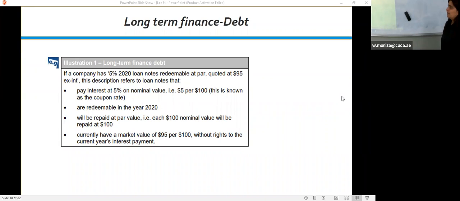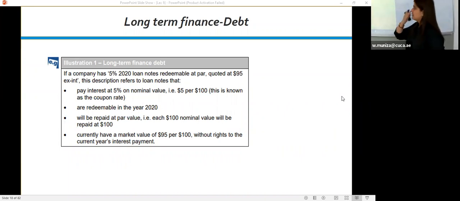Okay, then illustration number one, they are just telling how the loan notes are going to come. If the company has 5% 2020 loan notes redeemable at par, what is the meaning of par? The nominal value. They are going to be redeemed, returned at the face value. Quoted at 95, ex interest. Ex interest means that after deducting the amount of interest, the remaining amount is 95. This description refers to the loan note that pays interest at 5% on the nominal value, that is $5 per 100. This is known as the coupon rate.